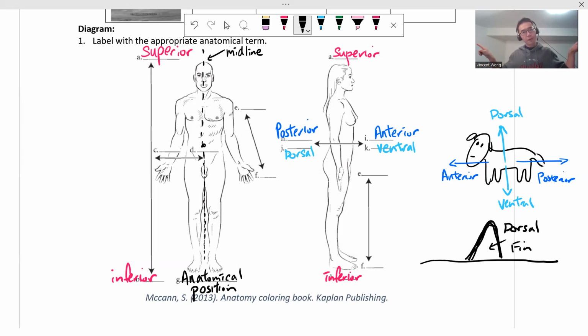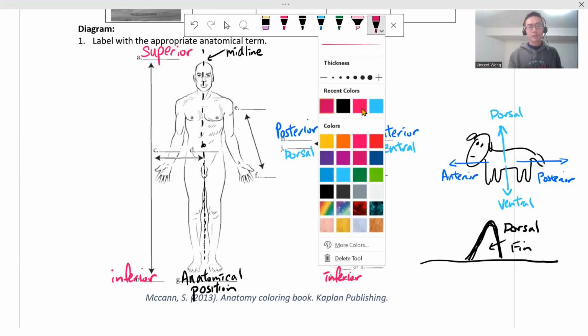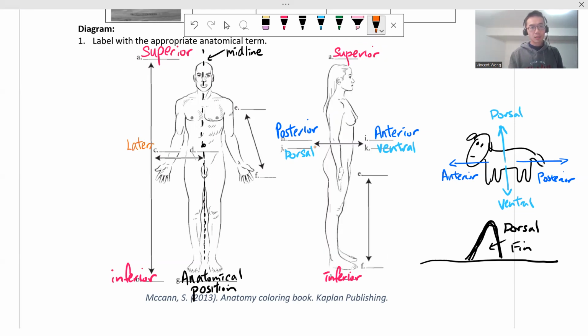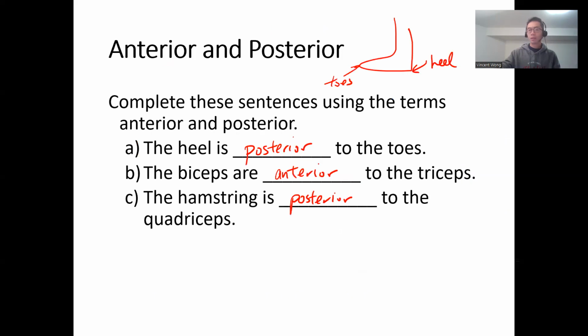We can have things that are further away from the middle, or we can have things that are closer to the middle. Okay, things that are further away from the middle, we say lateral. Things that are closer to the middle, we say medial. Okay. So let's take a look at the examples.